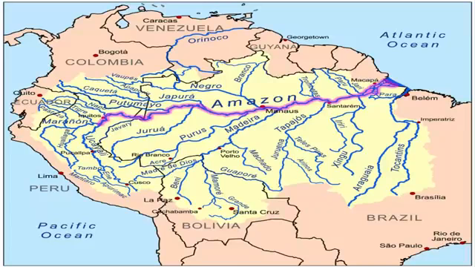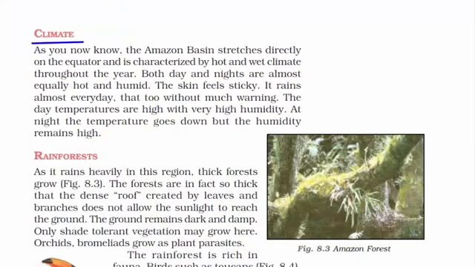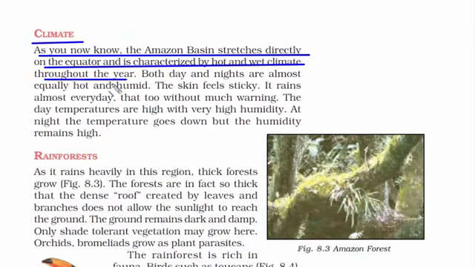Now let's have a look at the flow of the river Amazon. It originates from the Andes Mountains in the west, goes all the way through Brazil and drains into the Atlantic Ocean on the eastern side. Now let's read about the climate of Amazon. Since it lies on the equator, it has a hot and wet climate throughout the year, and days and nights have high humidity. And it also rains almost every day. There are a lot of things going on, so let's understand that one by one.